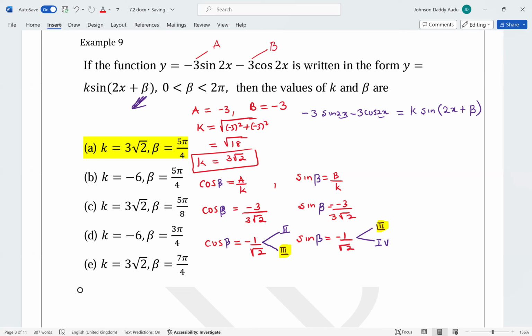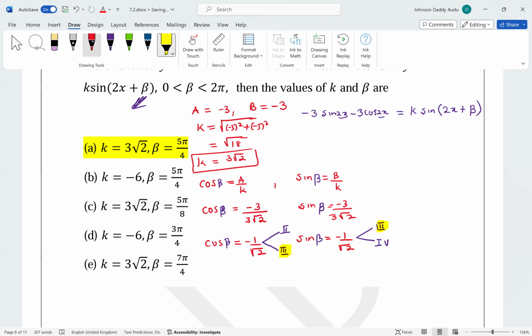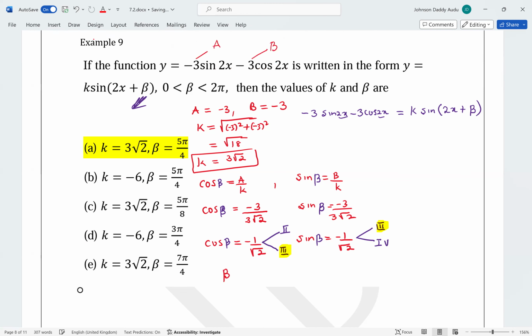But before we use the charts, we have to look for what we now call the beta star. The beta star will be an angle in the first quadrant whose cosine is 1 over root 2 and sine is 1 over root 2. Clearly, that is only pi over 4, which is 45, because cosine 45 is 1 over root 2 and sine 45 is 1 over root 2. So forget about the negative sign there.